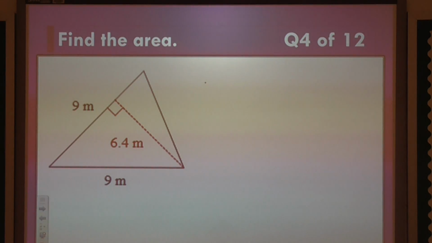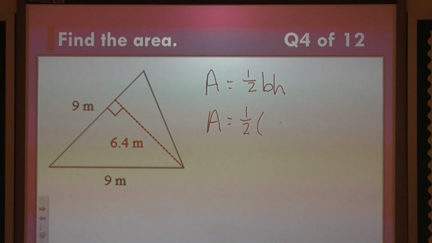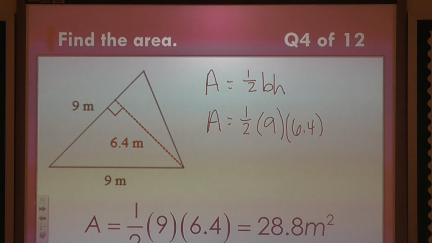Find the area. The area of a triangle is 1/2 the base times the height. Base is not always the bottom one. Base is wherever you see the height, it's the side that's making the 90-degree angle with that height. So this is going to be area equals 1/2. Your base is going to be 9 meters. Again, not because it's the bottom, but because it's the side that has the 90-degree angle with the height. And then you're going to put in your height of 6.4. So your area equals 28.8. And it's square meters because you're doing meters times meters.